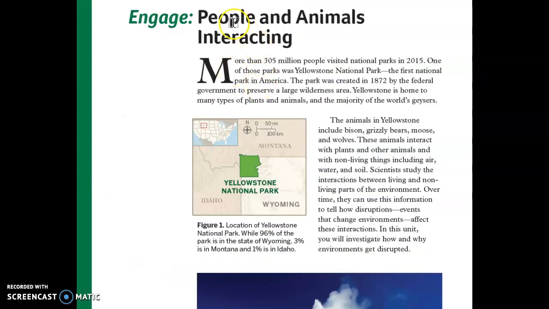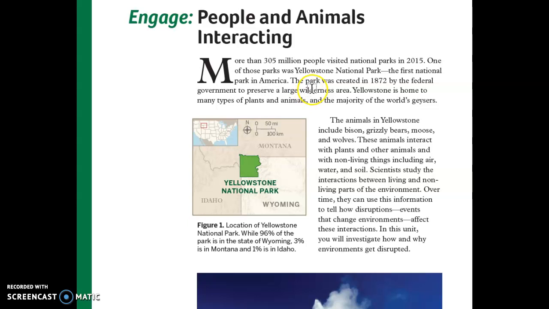Page 4. We're looking at people and animals and their interactions. More than 305 million people visited the national parks in 2015. One of those parks was Yellowstone National Park, which we see in this image right here. We can see it is kind of on the border of Wyoming, extending a little bit into Montana and slightly into Idaho. So it's almost directly north of where we live here in Phoenix.